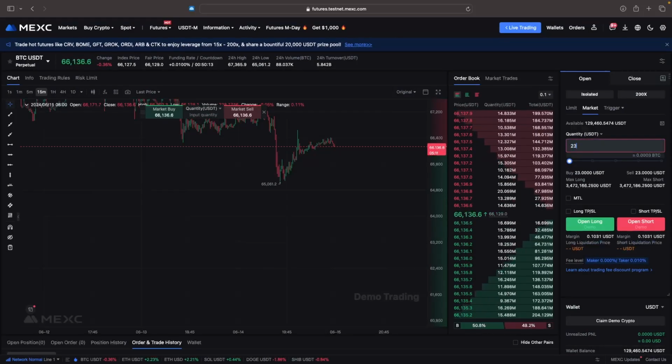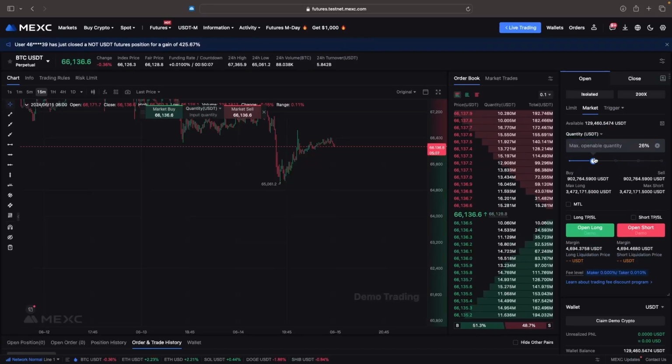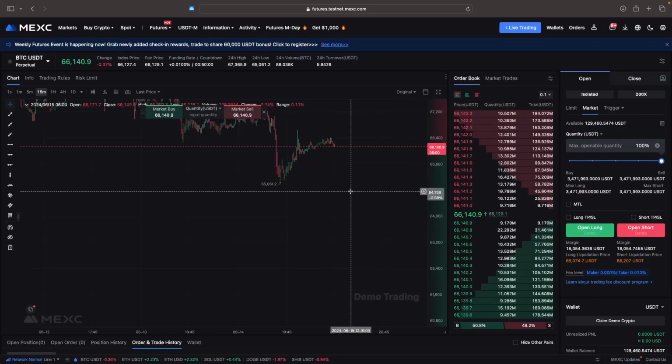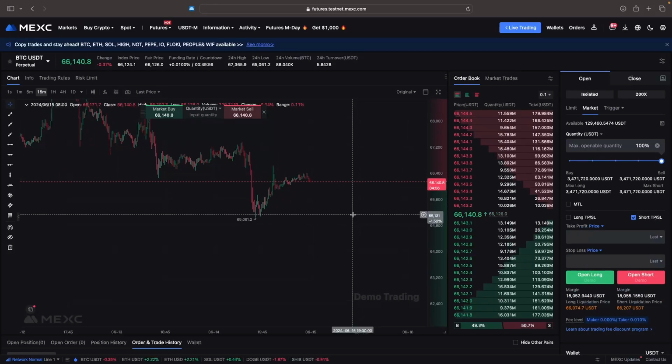So you can either enter the amount in right here, or we can just use this slider along the bottom to choose the position size. So I'm going to go in with all of it. Then we can place a take profit and stop loss. Because I'm going short, I'm going to do that right here.